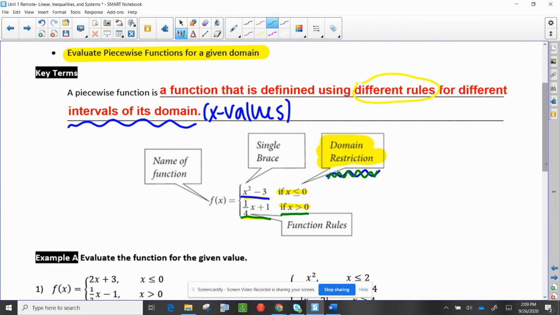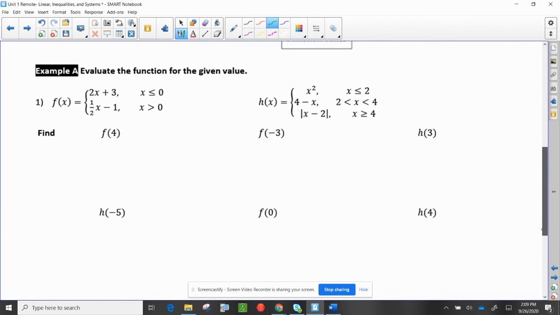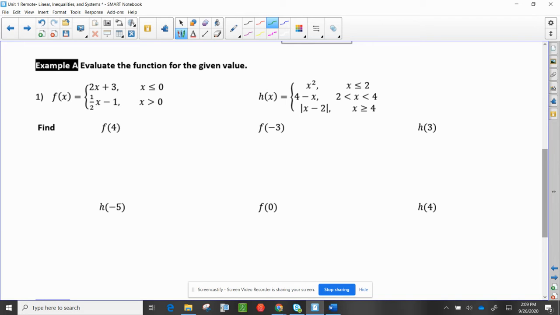So we're going to start by doing some examples here. I have two different piecewise functions that we're going to start with. I have f of x and I have h of x. That'll come in handy when we actually start doing the problems. As you can see, I have f of 4 here and then h of negative 3. That's going to tell us what function we're using.